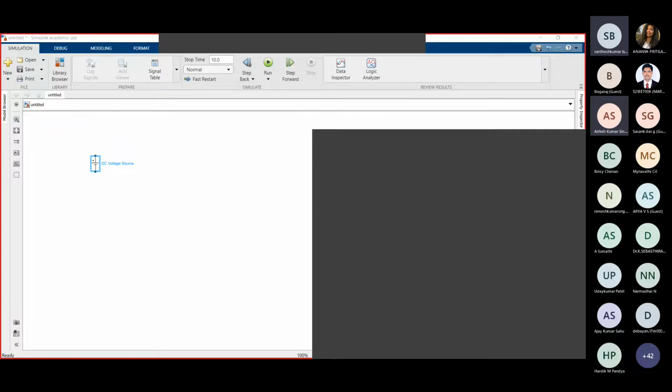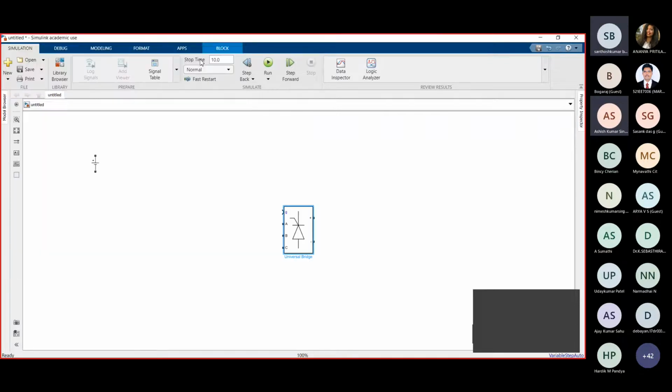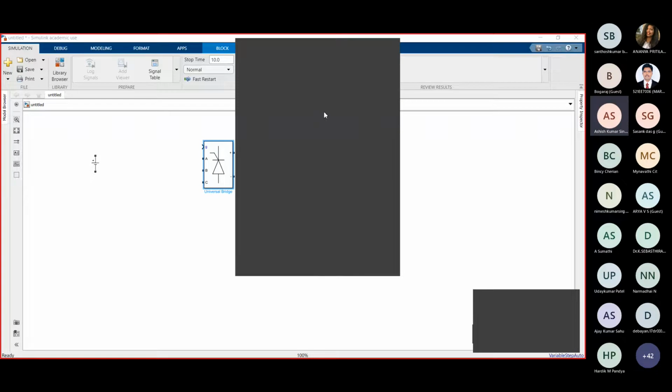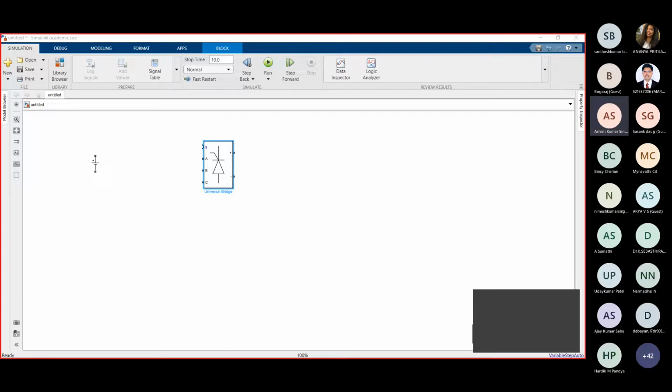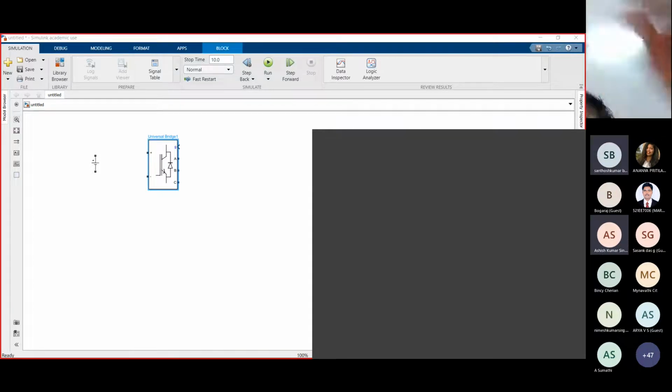DC source, the first component. Next, universal bridge. You can also try to simulate with me, then you can understand how to simulate an inverter. The universal bridge I'm adding to my new model. Next, I will take the three-phase VI measurement.